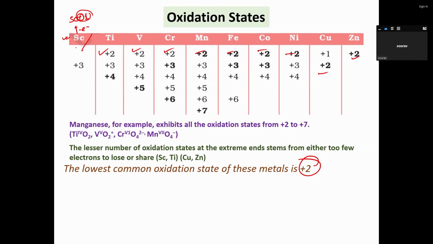Because you can see that for scandium the atomic number is 21, so the electronic configuration is 3d1 4s2. When it is scandium plus 2, the electronic configuration will be 3d1. But when it is scandium plus 3, the electronic configuration will be 3d0. So when it is scandium plus 3, there is no electron in the d orbital and the s orbital.